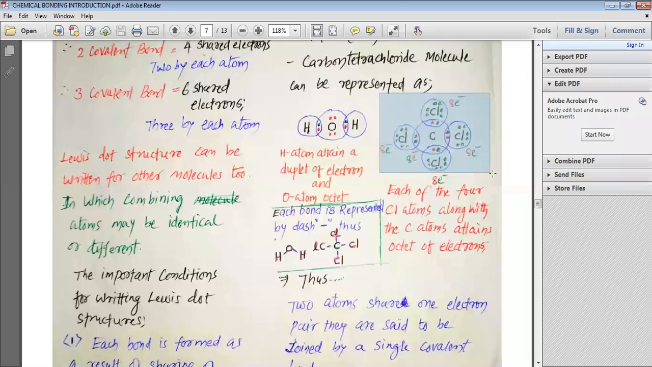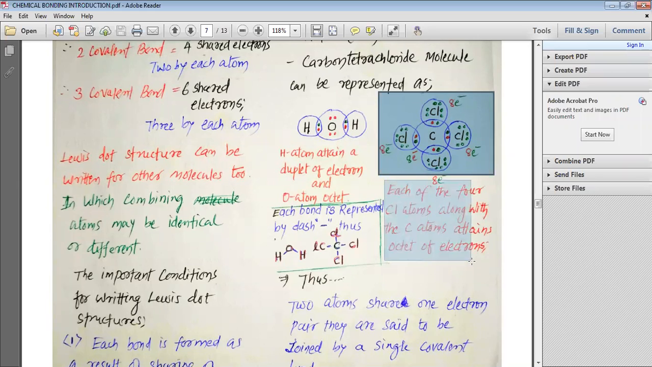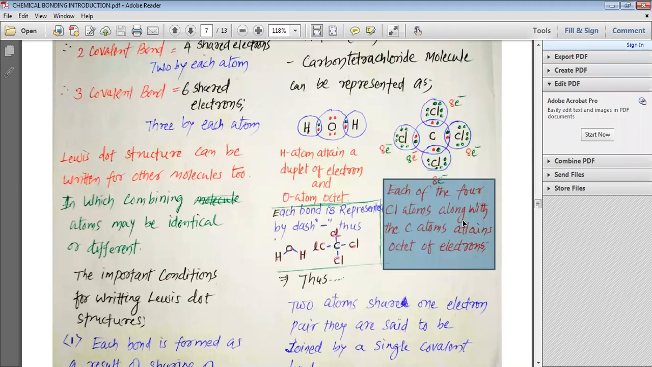You can see here the central carbon atom has 4 electrons, which are represented with the 4 red dots. Out of those 4 chlorine atoms, each chlorine shares its 1 electron. So now carbon attains 8 electrons, so carbon attains its octet. In the same way, chlorine, by sharing 1 electron and gaining 1 electron from carbon, also attains the octet. So you can see here that each of the 4 chlorine atoms, along with the carbon atom, attains the octet.